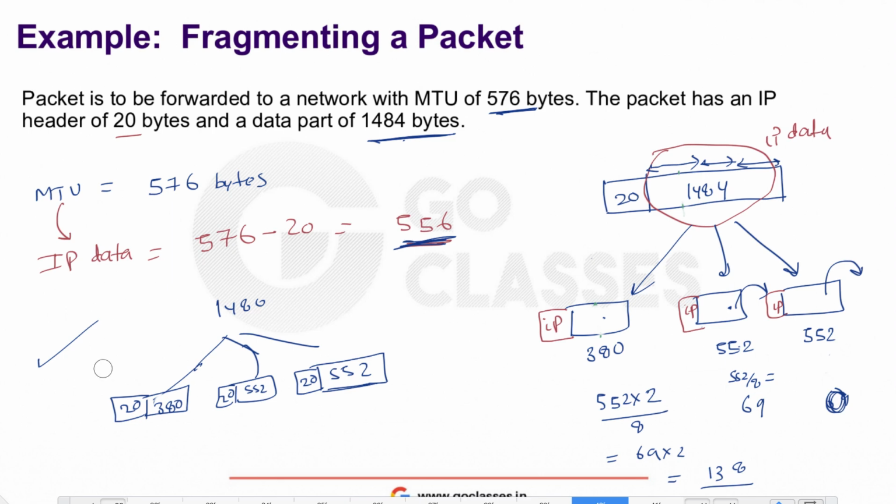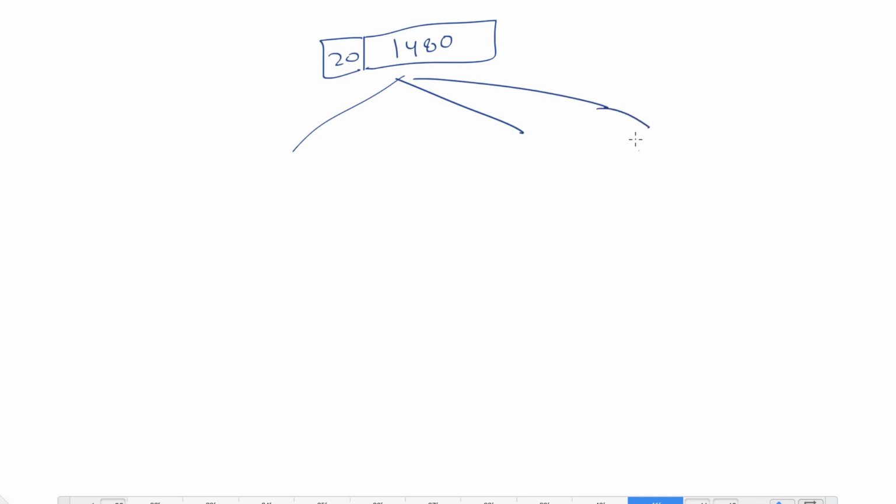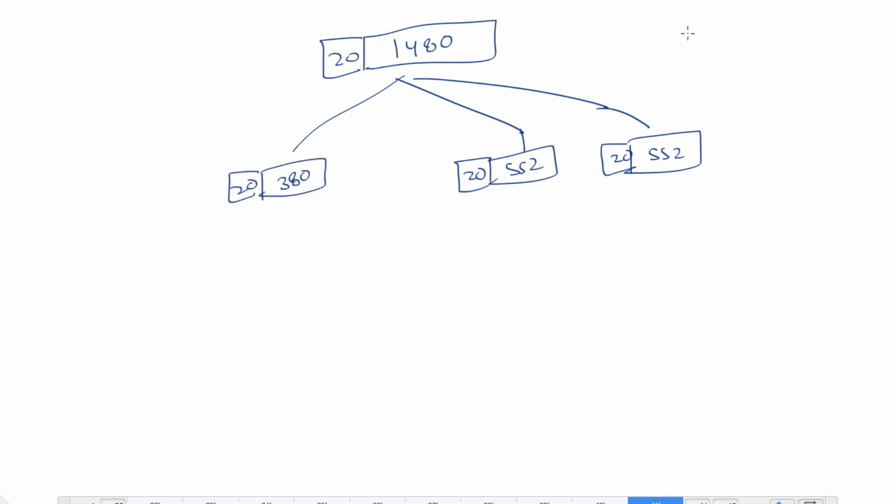Now let me write all the fields if you want me to. If you ask me the offset, then okay, let me go to the next page. So this 1480 you have divided into three parts. One part is 552 and obviously 20 bytes of header. Another part is again 552 and 20 bytes of header. Another part is 380 and 20 bytes of header. So 552 plus 552 plus 380 is nothing but 1484, right?